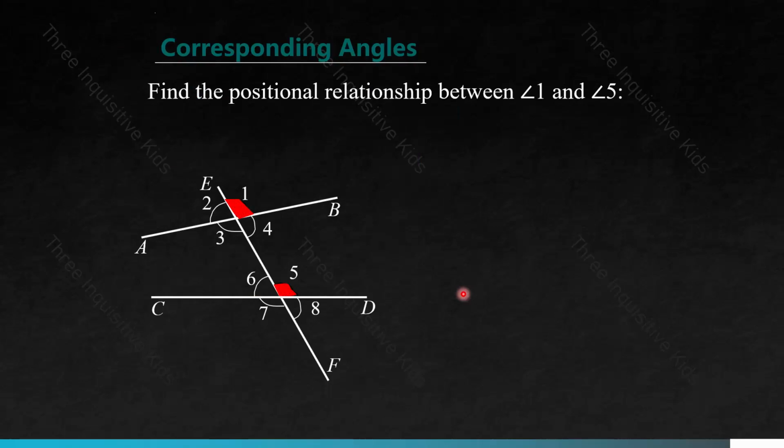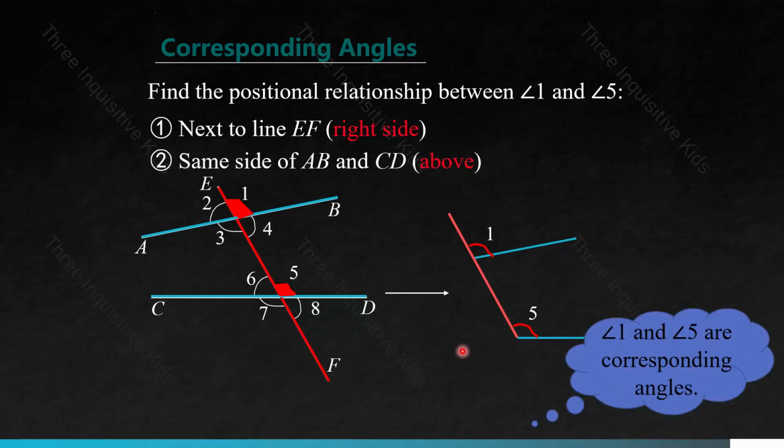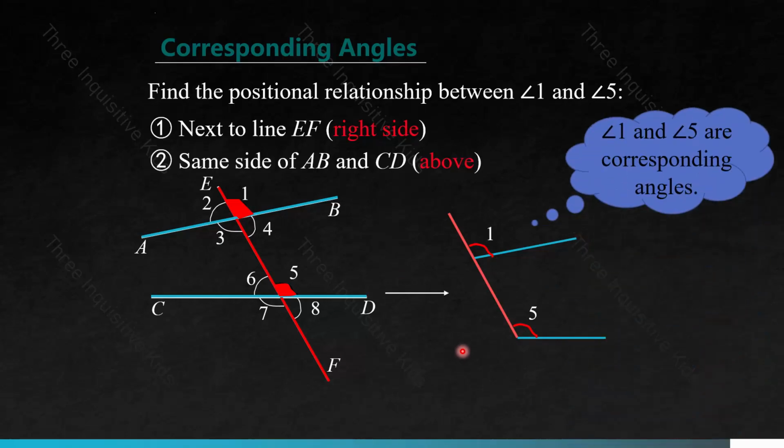Corresponding angles. Find the positional relationship between angles 1 and 5. Here 1 and 5 are highlighted in red. Their positional relationship is that they're both on the right side of line EF and that they're above AB and CD. We can simplify this so that we only see angles 1 and 5. This is what it looks like without all of the other angles getting in our way. Think, angles 1 and 5 are corresponding angles.